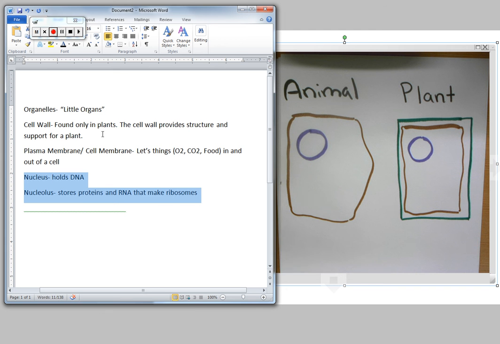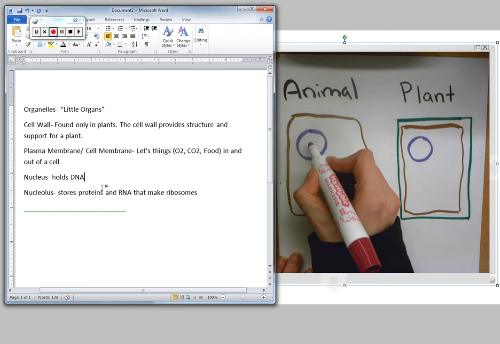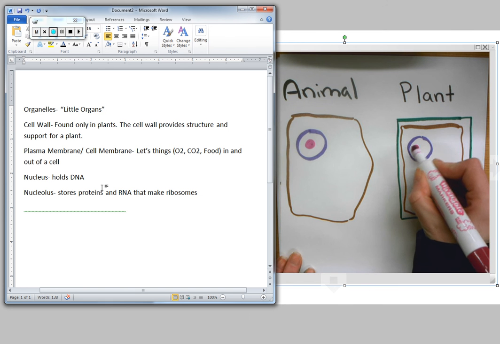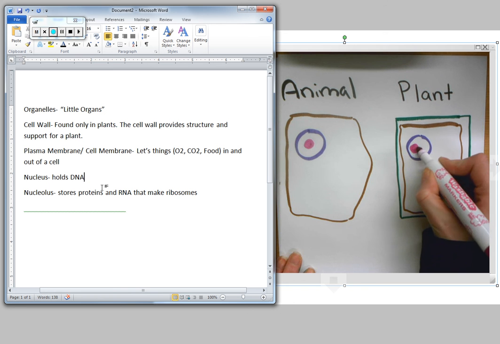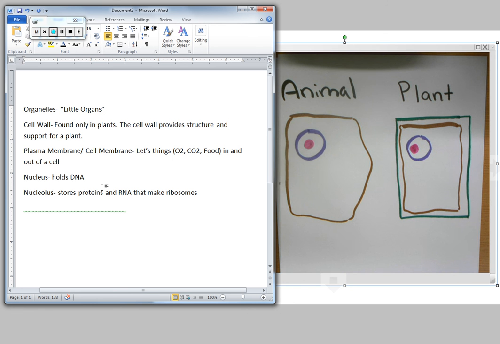The next organelle is called the nucleolus, and it stores proteins and RNA that make ribosomes. The nucleolus is located inside the nucleus. And it's important that it has proteins and RNA in it to make ribosomes, because ribosomes are the workers of our cells. So let's go ahead and put that in there. And ribosomes build all the proteins.